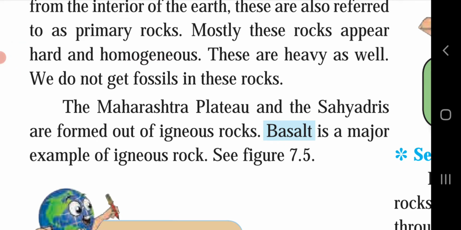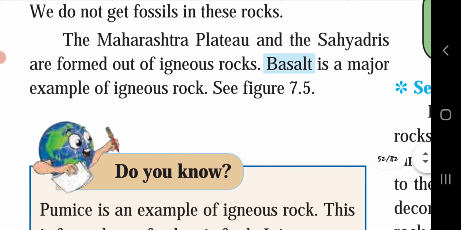In igneous rocks, due to lava and magma they are hot, so no fossils are found in this type of rock and they are heavy in weight. The Maharashtra Plateau and the Sahyadris are formed out of igneous rocks. Basalt is a major example of igneous rocks. See figure 7.5.